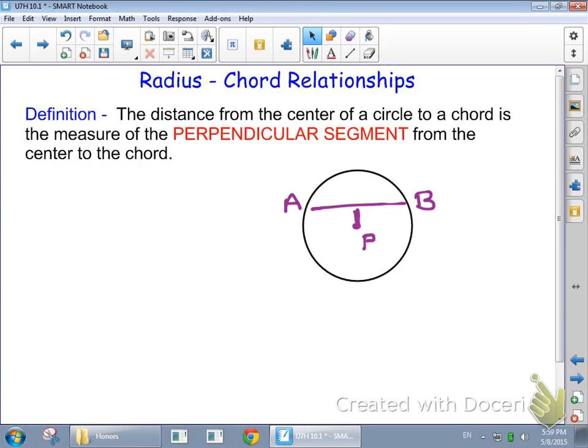So if I draw this in as best as I can, and let's just label this point right here, point M, the distance from P to AB would be the length of PM. The shortest distance is always the perpendicular distance.